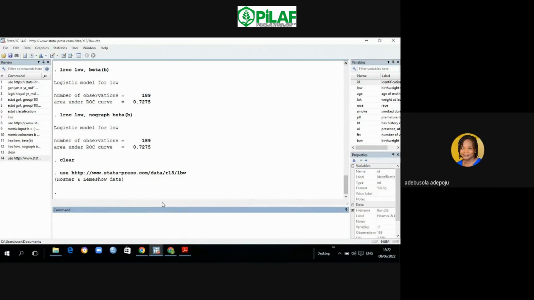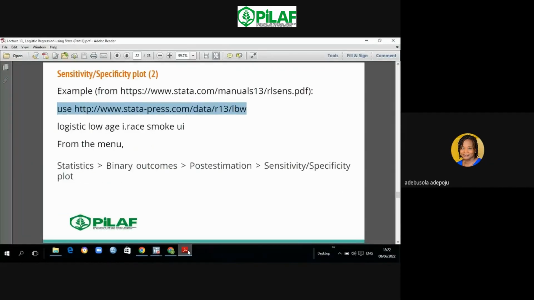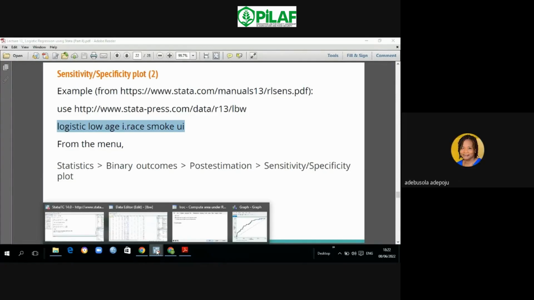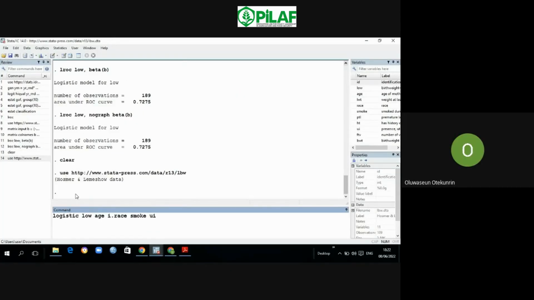Have you done that? Yes, ma'am. We've done that. Okay. The next one is to copy the next command and paste it into the command window: logistic low age i.race.